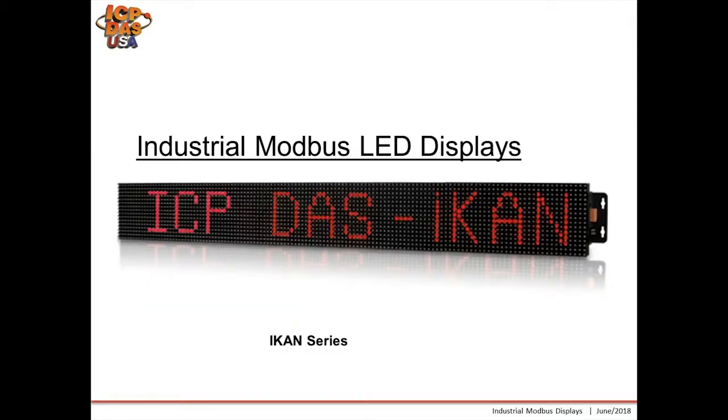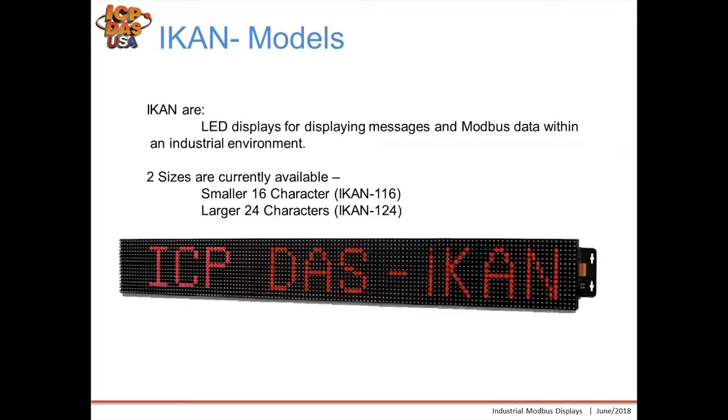The IKAN series is our series of industrial Modbus LED displays, and here's an example of one of them. We currently have two models. We have a smaller model which is 16 characters in width, and we have a larger model which is 24 characters in width. They are respectively IKAN 116 and IKAN 124. These are LED displays for displaying messages and Modbus data within an industrial environment or within an office environment.